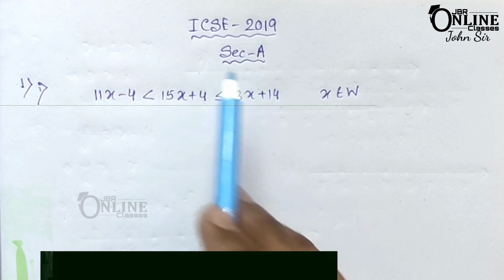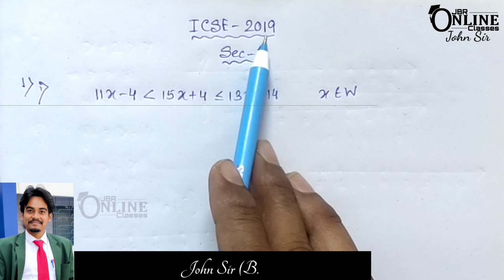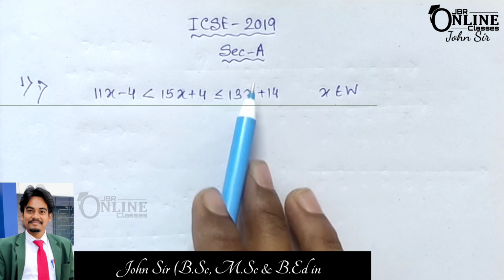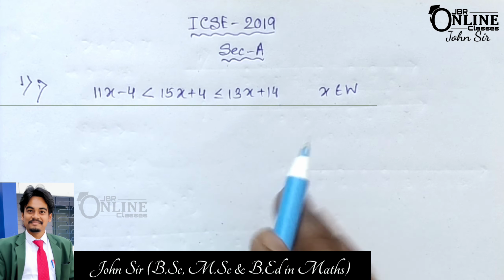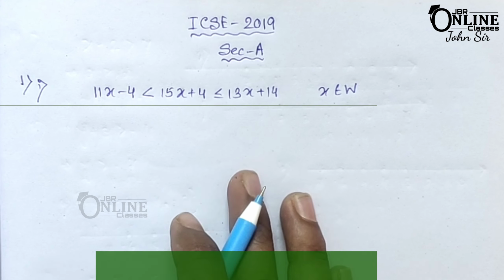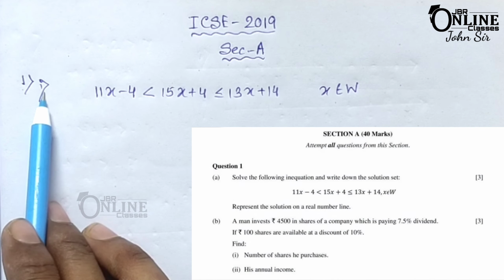Hello everyone. So today I am going to solve the ICSE 2019 maths paper. So here first Section A. There are 40 marks and it's a compulsory portion. So here sum number 1.